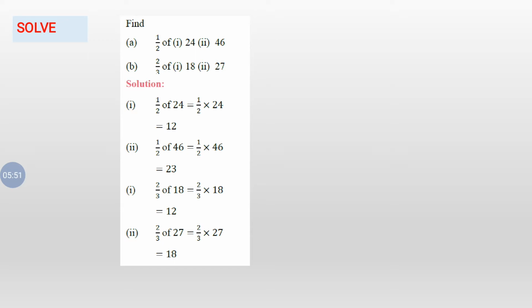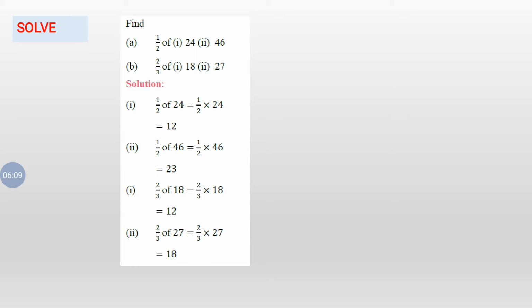Next one, 1 by 2 of 46. Half meaning multiplication. So 1 by 2 into 46. So 23 2s are 46. So we get the value 23.